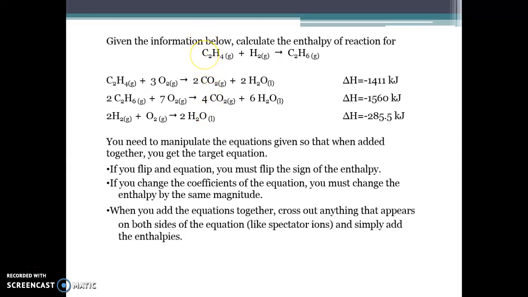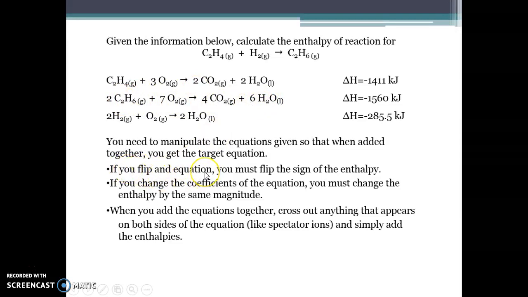We're going to use these three reactions, add them together in various ways to come up with an overall reaction that you see here. So, a couple things to keep in mind before we actually do it. You need to manipulate the equations so that the substances that are in your target equation wind up being on the right side of the equation that you're using. So for example, C2H4 is a reactant, so in this reaction I have it on the correct side. But C2H6 is a product, so I'm going to have to flip this reaction around.